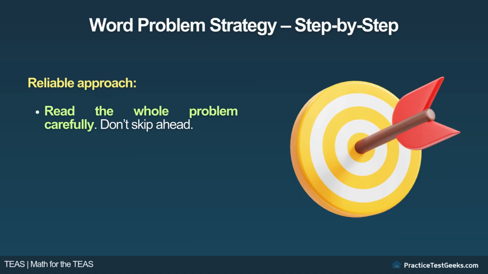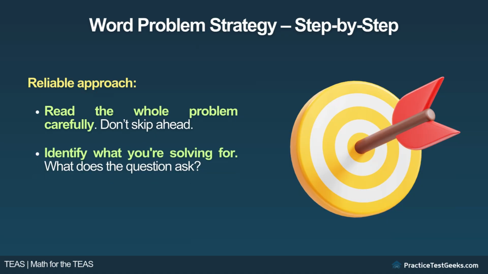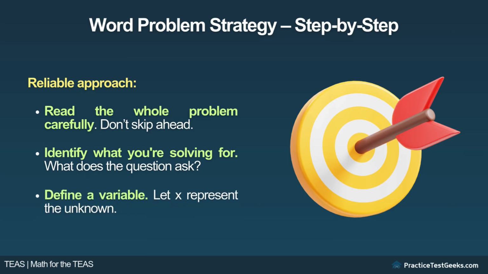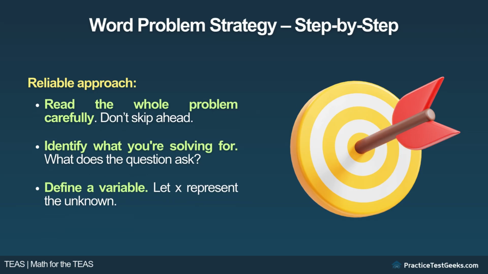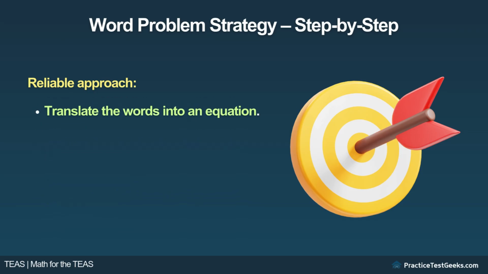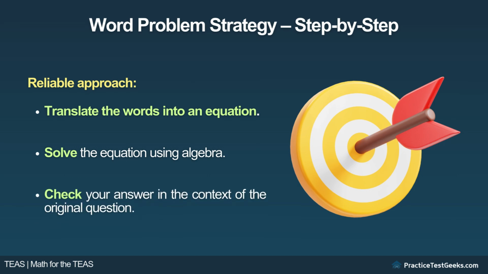First, read the entire problem carefully. Don't jump ahead or skim. Next, identify exactly what you're being asked to find. What's the question really asking? Then, define your variable. Let x represent the unknown value if needed. After that, translate the key information into an equation or math setup. Now, solve the equation step by step using algebra or reasoning. Finally, check your answer and make sure it makes sense in the context of the question.